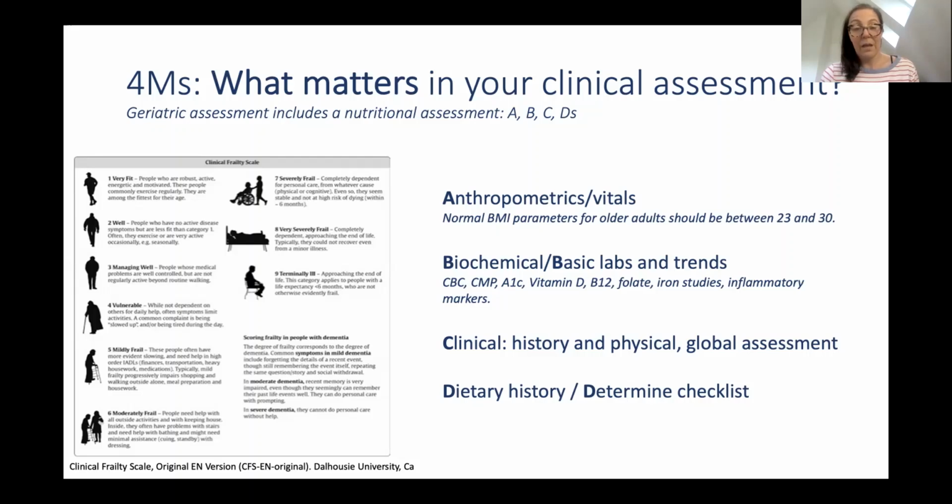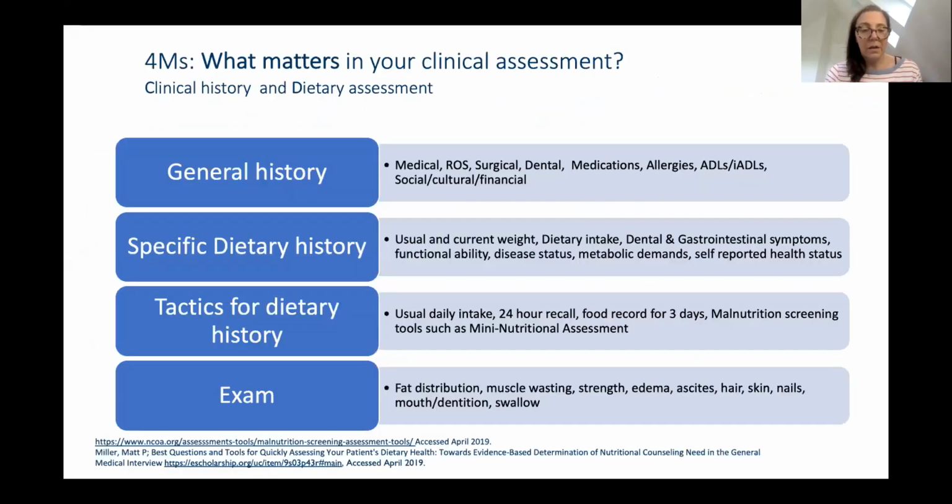And then clinical. So when you're obtaining your geriatric assessment, you're getting a good nutrition assessment. And when you're eliciting a specific dietary history, these are the things that you can ask them: what was a good usual weight for you? When you're asking about your review of systems, ask about their dentition, ask about their bowel movements.